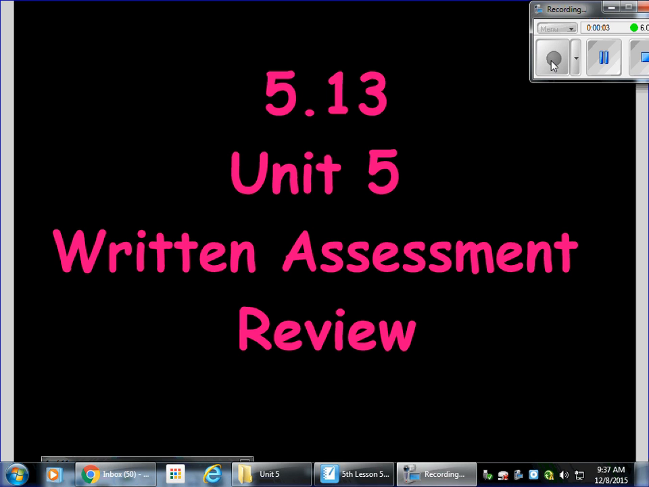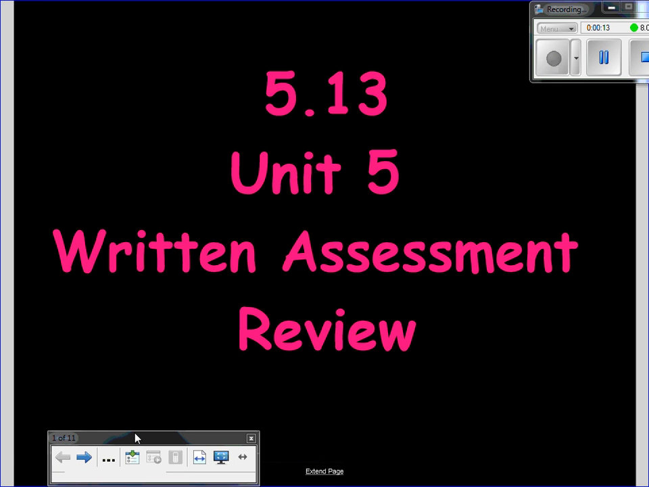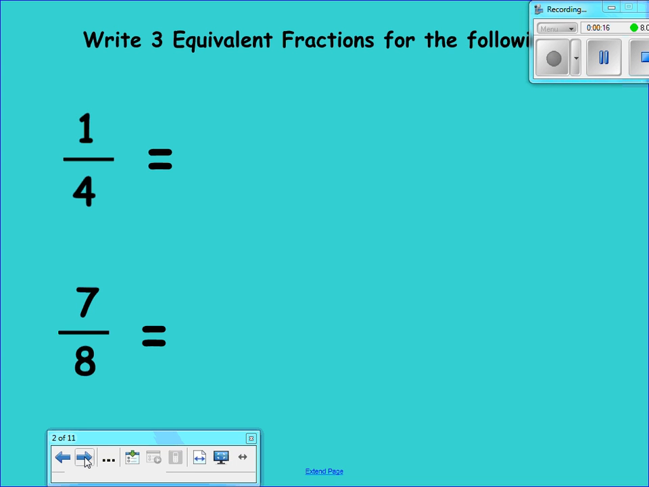Tonight we're going to be doing the written assessment review. So basically, we're doing the review before Unit 5. So tomorrow when you come into class, you'll know exactly what to do on your review study guide. All these problems are going to be pretty much the same, except there's going to be different numbers.